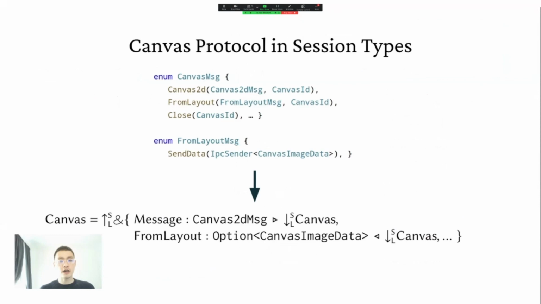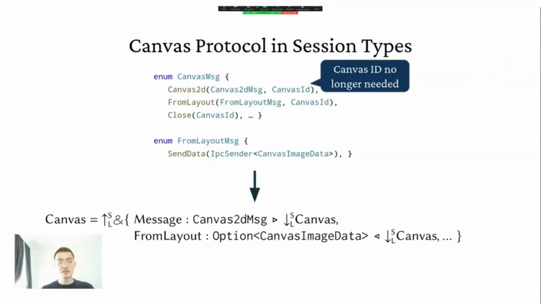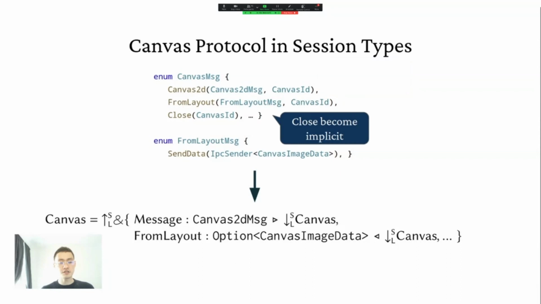To get an idea of how session types can be used, let's look at how the Canvas protocol that we have discussed earlier can be encoded into session types. The first thing to notice is that in session types, we no longer need to specify the Canvas ID when performing Canvas operations. Instead, we can use separate shared channels for each canvas created. Shared session types also do not allow explicit termination, and instead take care of shutting down the provider when all references to the shared channel are dropped.